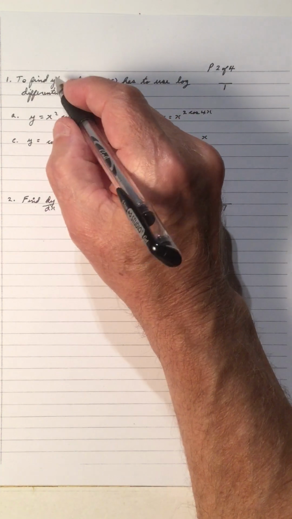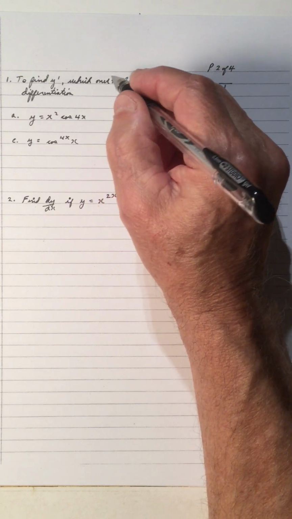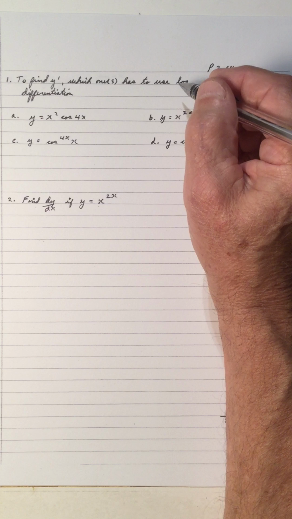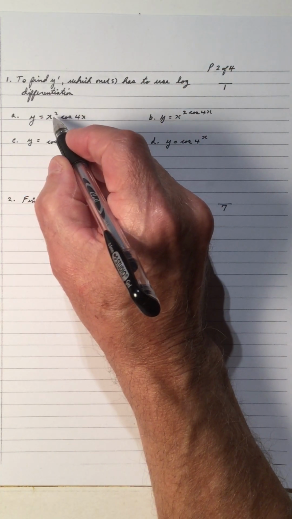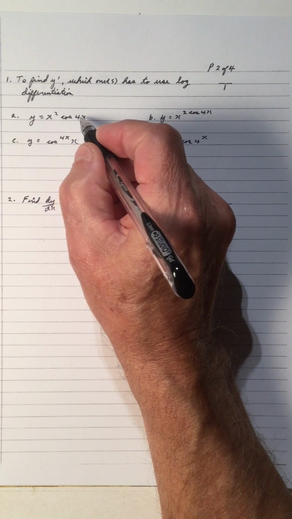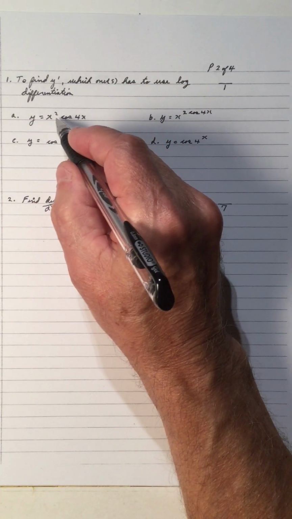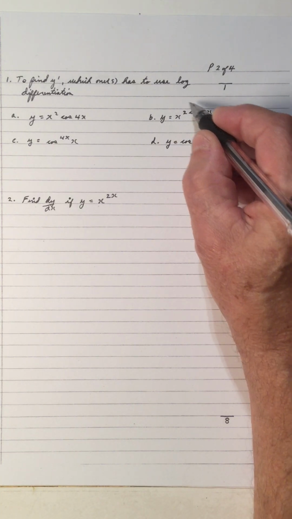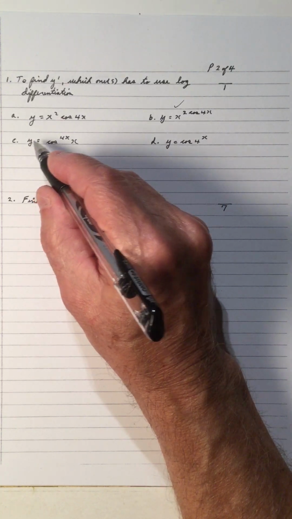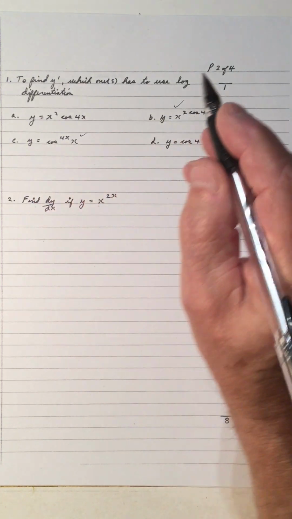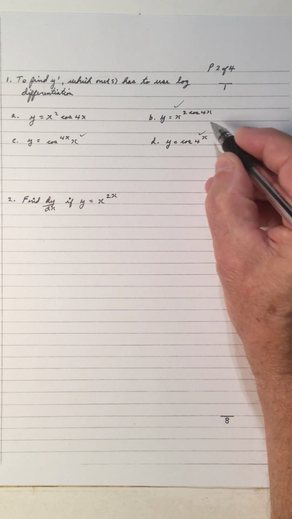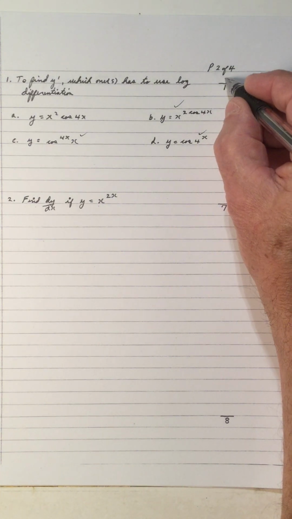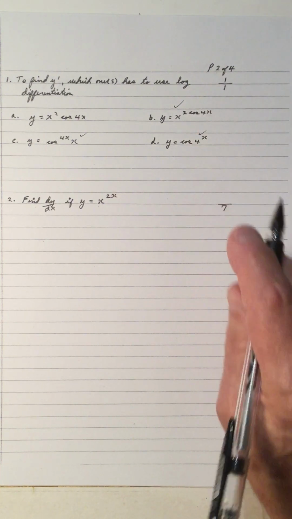To find y prime, which is dy/dx, which one or ones have to use log differentiation? A, y equals x squared cos 4x. No, we don't need it there because we have no x in the exponent. B, we have x in the exponent here, so it's a yes. And C, we have an x in the exponent, a yes. And here we have x in the exponent, yes. So if you have B, C, and D, give yourself 1 mark for that question. You have to have all three.